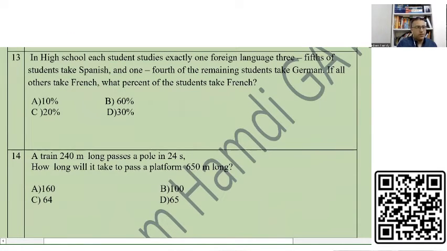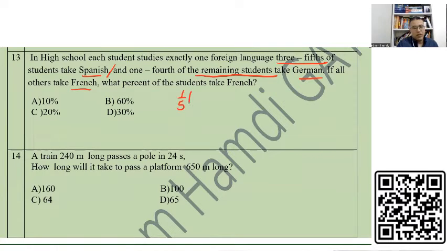Regarding question number 30. In a high school, each student studies exactly one foreign language out of 3. 3/5 of the students take Spanish, and 1/4 of the remaining students take German. If all the others take French, so I have Spanish, French, and German.